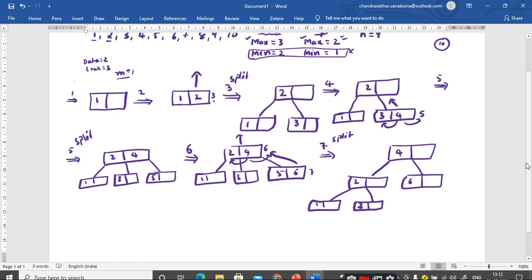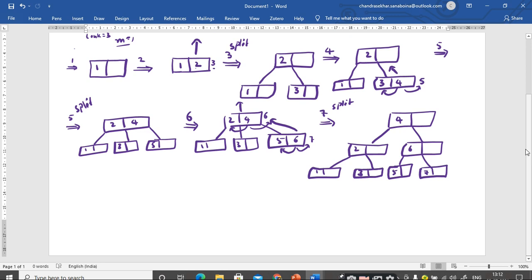Now coming to the left child of 6. What is the left element of 6 here? 5, sir. Therefore, it should be placed as the left child. What is the right element of 6 in this previous diagram? 7, sir. Therefore, 7 becomes the right child of 6. Is it clear up to this point? Yes, sir.